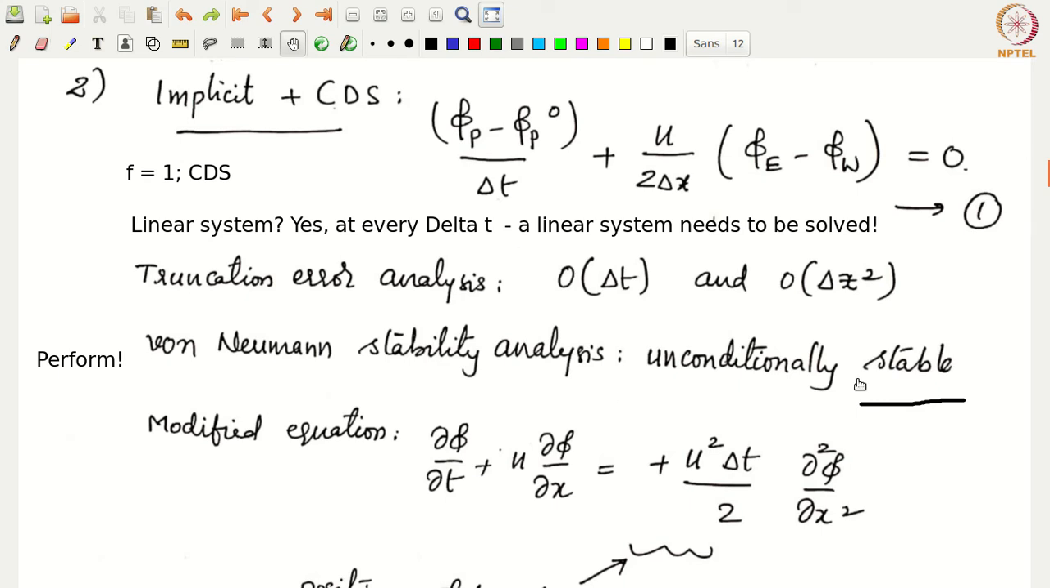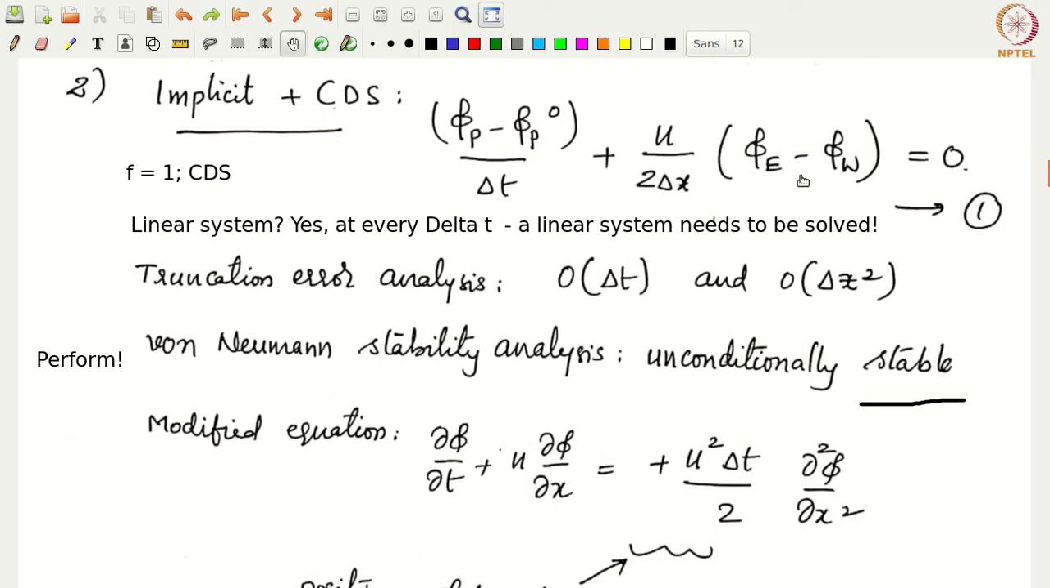That means it's not going to be unbounded, it's not going to be infinite values for any of these solution variables, but it doesn't guarantee that it will give you the correct answer. So the stability analysis only tells you whether it gives you boundedness or stable solutions or not, but it doesn't tell you whether it is accurate or not. That doesn't mean that it will be accurate or correct, or physically whether it is possible or not. That behavior can be explained by looking at the coefficients, right?